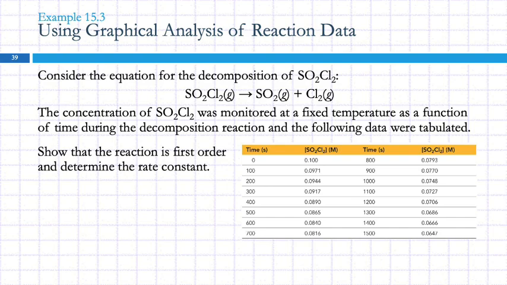So we can't use our method of seeing what happens when the concentration doubles, right? Because we don't have rates at these times. We don't know what the rate is. So to figure out if this is first order, we need to do a first order integrated rate law plot. We're going to take the natural log of the concentration of SO2Cl2 at time t, and we're going to plot that versus the time.